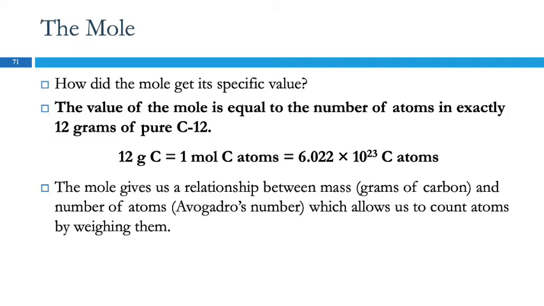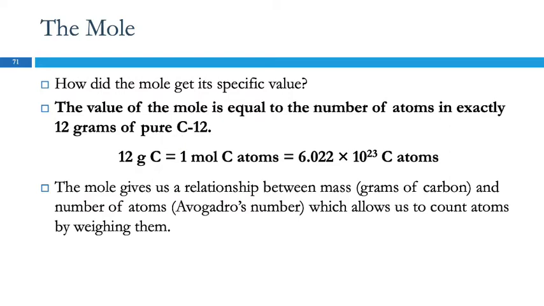So where did this number come from? Well, it's a made-up unit. 12 dozen is a made-up unit too. They all are. The value of the mole is equal to the number of atoms in exactly 12 grams of carbon-12. Does 12 grams of carbon-12 sound familiar?